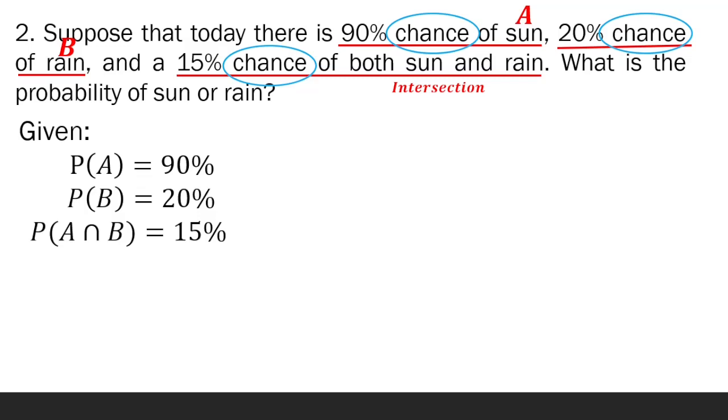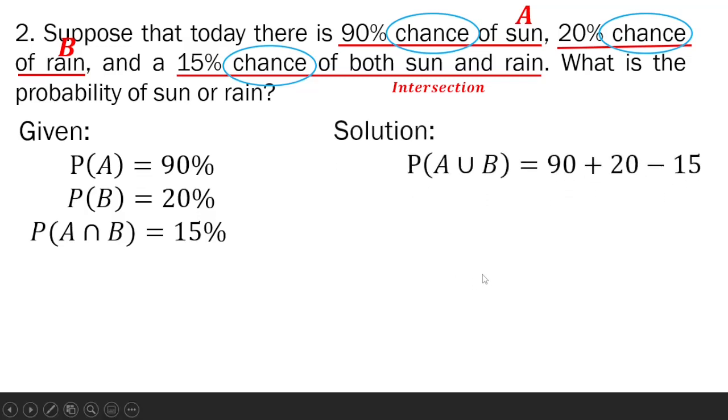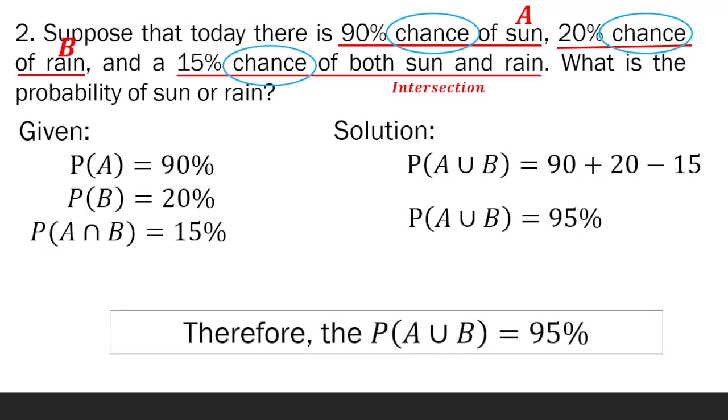Since they are already in probability, all we need to do now is just continue substituting them in our working equation, which is the probability of A or B is equal to the probability of A plus the probability of B minus the probability of their intersection. So we will now have 90 plus 20 minus 15. 90 plus 20, that is 110, minus 15, that is 95. Therefore, the probability that it will be sunny or rain today is equal to 95%. So that's it. That's how you answer number 2.